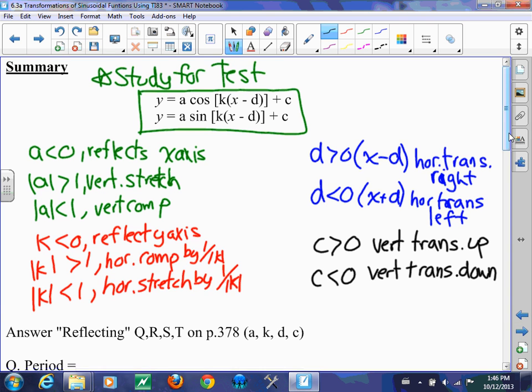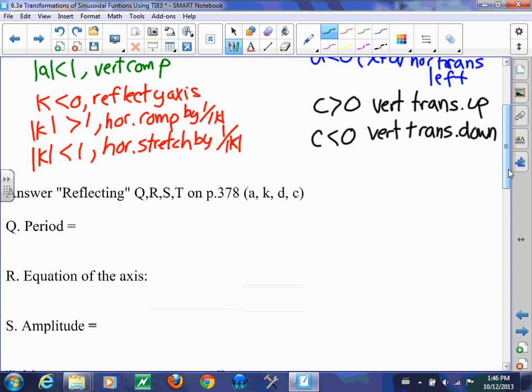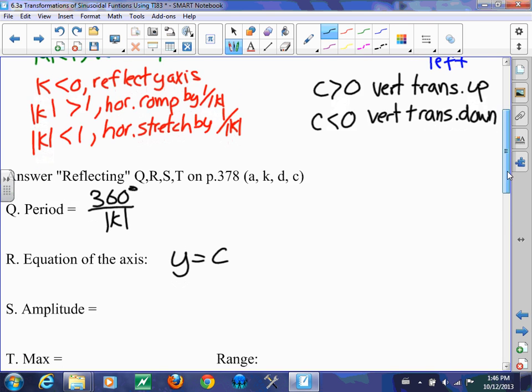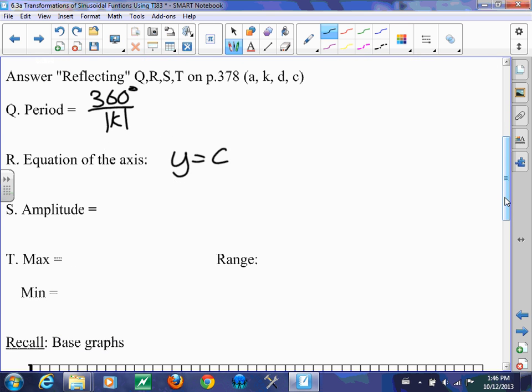Okay. If you look in your textbook on page 378, it asks you to summarize and reflect on what we've learned. I'll just help you out with this, folks. You should remember these things right by now. So the period equals 360 degrees divided by the absolute value of K. Okay, the equation of the axis, how do we find that? Y equals C. Okay, it also asks you the amplitude. The amplitude equals the absolute value of A.